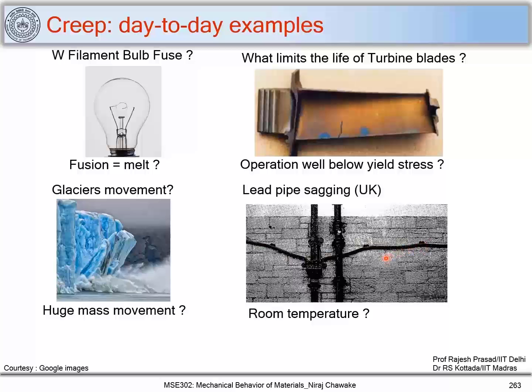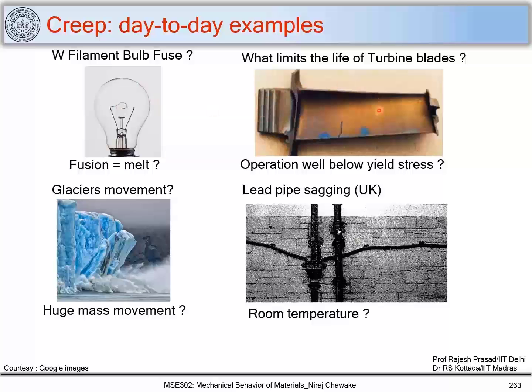Now what do you find common in all these examples? You find that the deformation is occurring after a certain period or after a certain service of that component, and time is an important factor. Now you can see that in all these cases there is a temperature which also plays a role. You have a tungsten filament which is being heated.